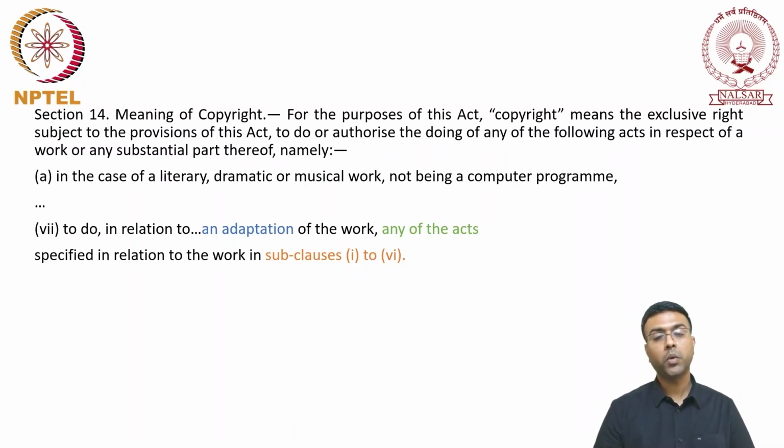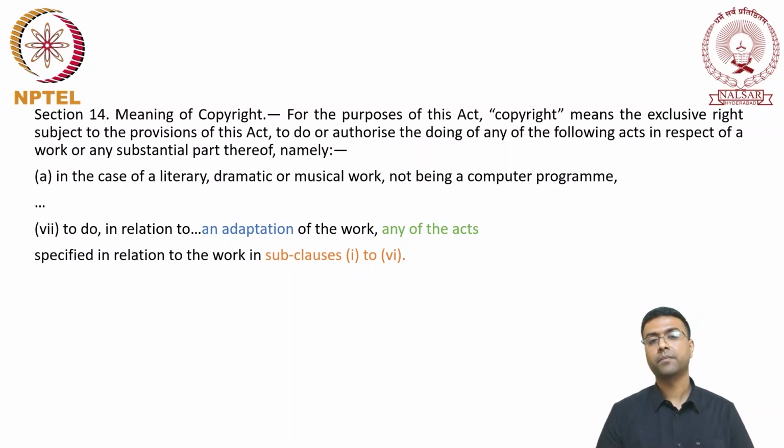Let us look at another interesting provision within section 14 that talks about adaptations. You can see that under section 14, after having referred to adaptation right as a copyright under the bundle of rights provided to an author, subclause 7 says that in the case of a literary, dramatic, or musical work, not being a computer program, to do in relation to an adaptation of the work, any of the acts specified in relation to the work in subclauses 1 to 6.